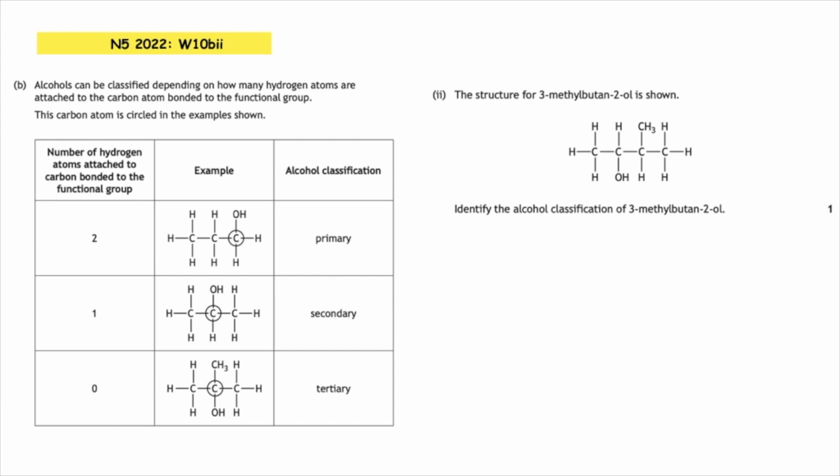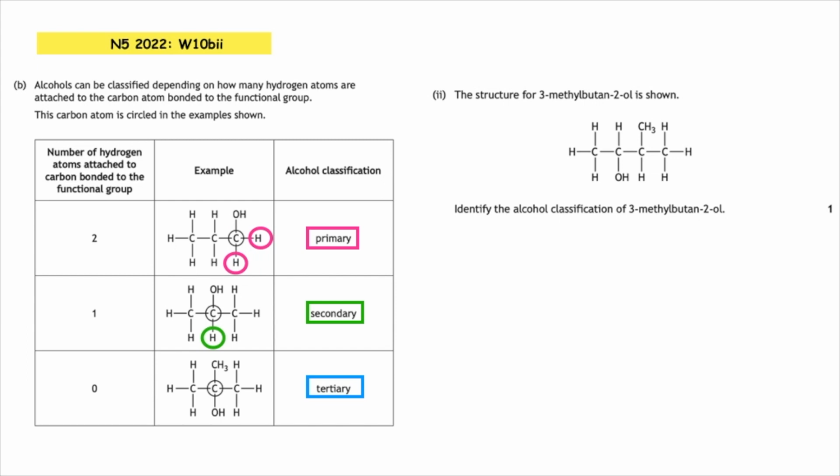Question 10b, alcohols can be classified depending on how many hydrogen atoms are attached to the carbon atom bonded to the functional group. This carbon atom is circled and the examples are shown. So if we look at the first example, the classification is primary and we can see that it has 2 hydrogen atoms attached. The second one is known as secondary and we can see that the carbon atom has 1 hydrogen attached. Tertiary has 0 hydrogens attached.